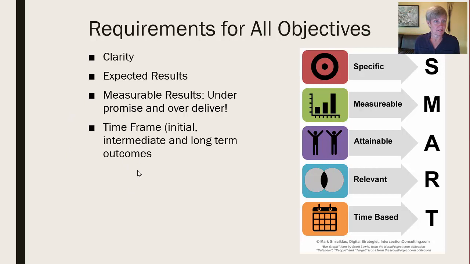Time frame is something that's going to need to be incorporated into your objectives, and your chapter makes a good table about that. It talks about initial, or sometimes I've seen that called short-term, intermediate, and long-term outcomes. And of course, long-term outcomes are what we're really hoping to have, because that's our expected overall outcomes. It's just that sometimes that's difficult to get to.